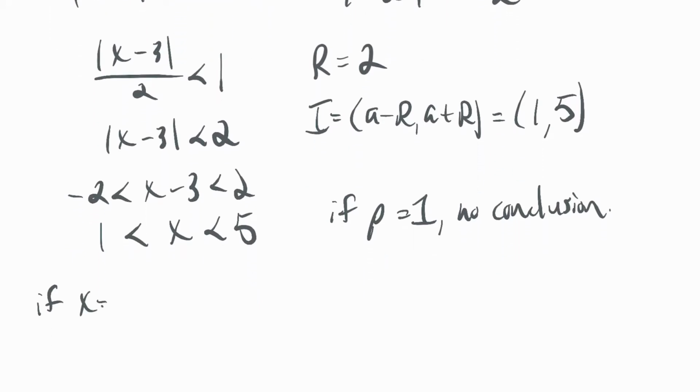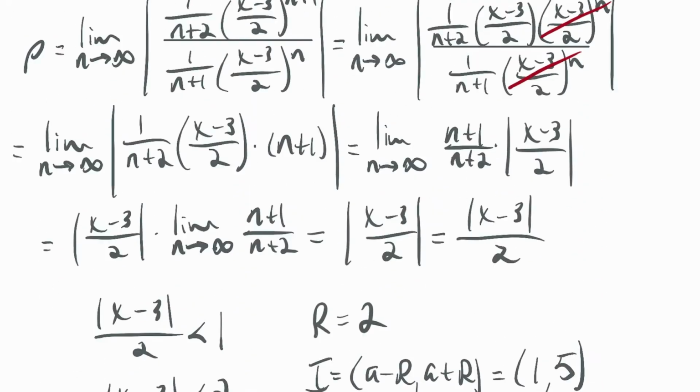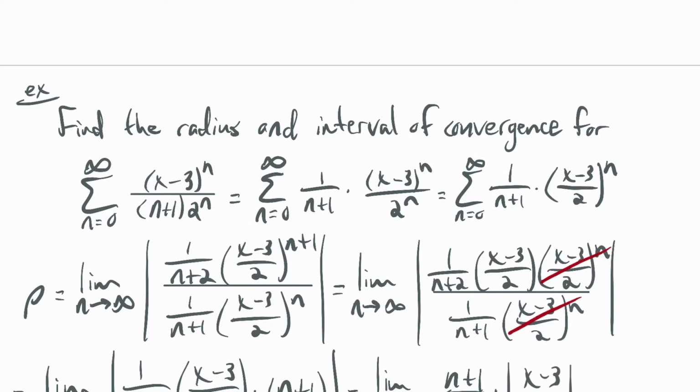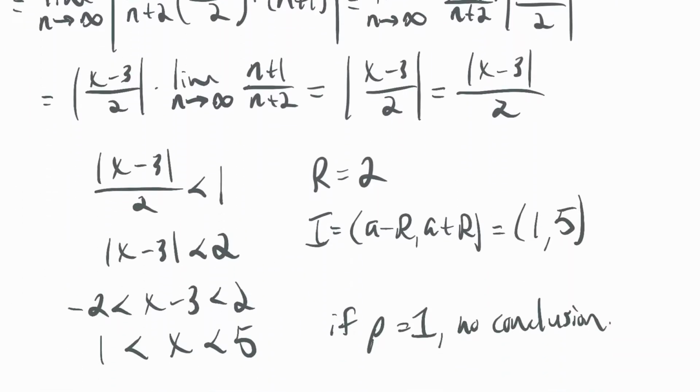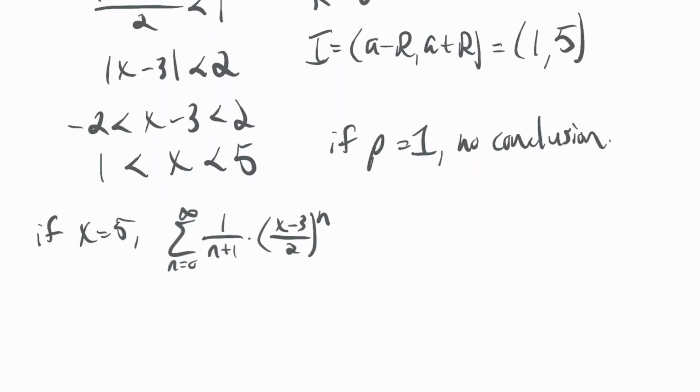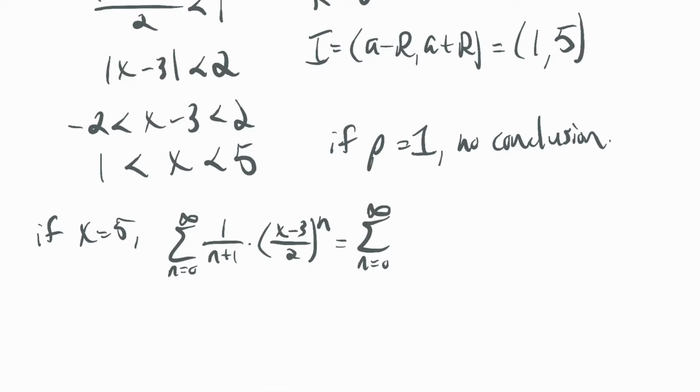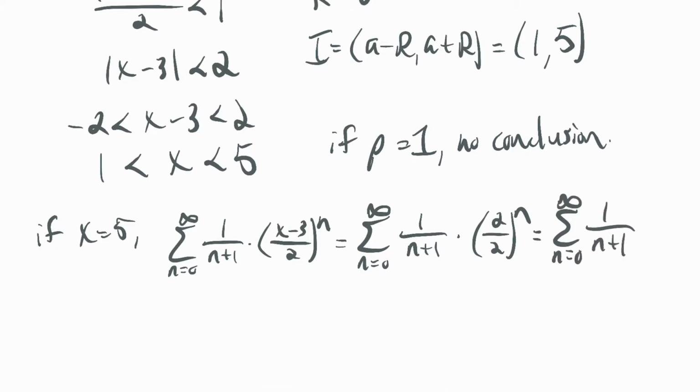If x equals 5, what do we get? Well, let's copy this. If x equals 5, then the sum as n goes from 0 to infinity of 1 over n plus 1 times, well, this will be 5 minus 3, so 2 over 2 to the n power. This is just 1. So this equals the sum as n goes from 0 to infinity of 1 over n plus 1. Which you might be able to tell just from looking at it what happens.